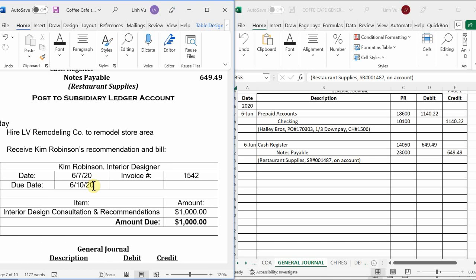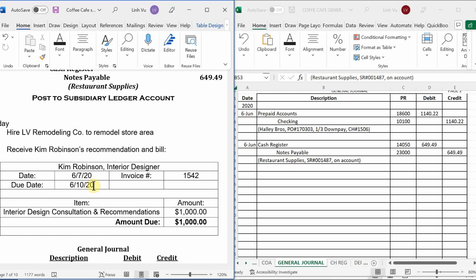So what am I generating here? If I'm recording a bill, what am I doing? A subsidiary ledger entry? Not yet. You're just generating an invoice. Correct. Is this a transaction I'm going to be journalizing is the question. Yes, because Kim Robinson already completed the job and she's sending you the bill. So in this case, yes, a transaction has occurred.